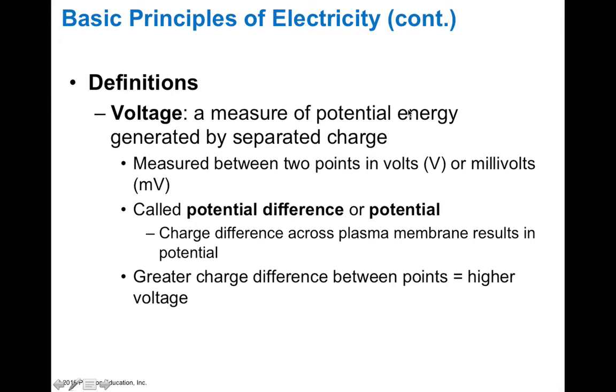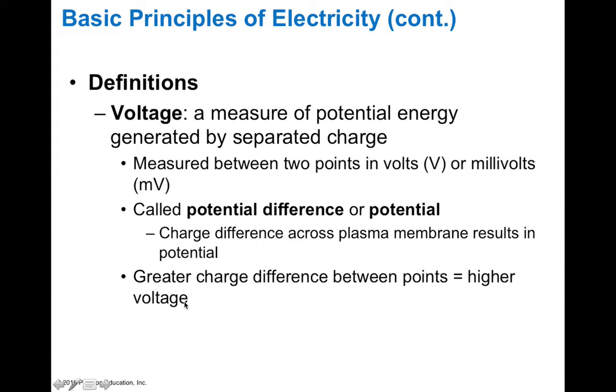So voltage is a measure of potential energy that's generated by the separation of charge, and we can measure this in volts or millivolts. With respect to the human body and our cells, we're going to measure this on the order of millivolts, which is basically very, very small separations of charge. Now this potential difference is ultimately what is the resting membrane voltage or resting membrane potential. Now the greater the charge difference between the points, the higher the voltage.